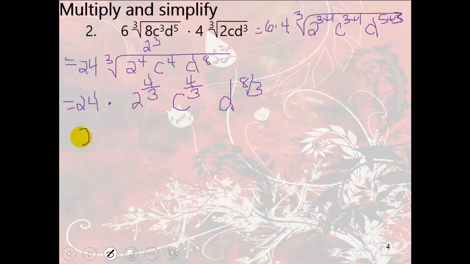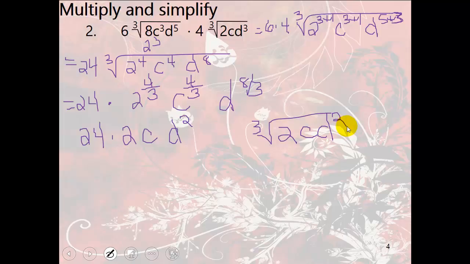And I'm going to simplify. This is going to give me one group of 3 2's, so that's 2, and that's going to leave me the cube root of 2 underneath. Same with the c. I can pull out one group of 3, and then that's going to leave me with a remainder of 1, so I have a c underneath the third root. And then the d, 8 divided by 3 is 2, so I'm going to pull out 2 d's, or d squared, and then I'm going to have 2 d's left over, or d squared left over. So I'm going to get 48c d squared cube root, that's a times, 2c d squared.